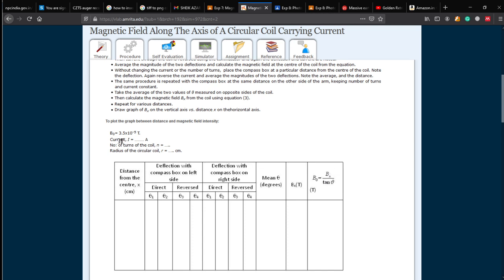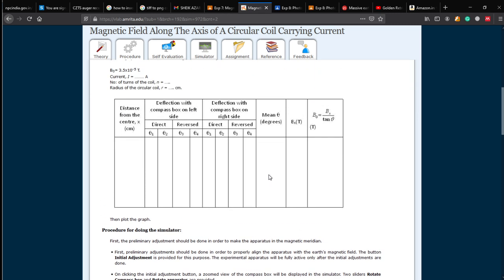So you have to complete set 1 with the current at some value, keeping the current constant. The number of turns n is constant. The radius of the circular coil is a constant. So for that you have to fill all these things.